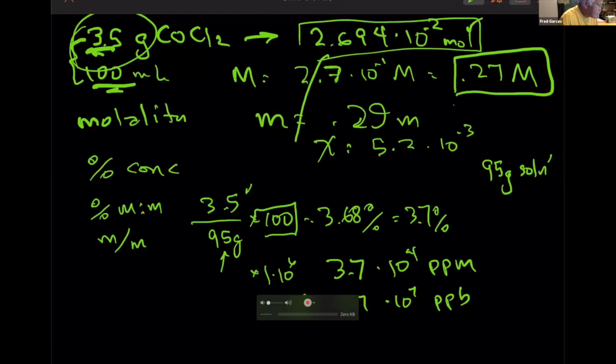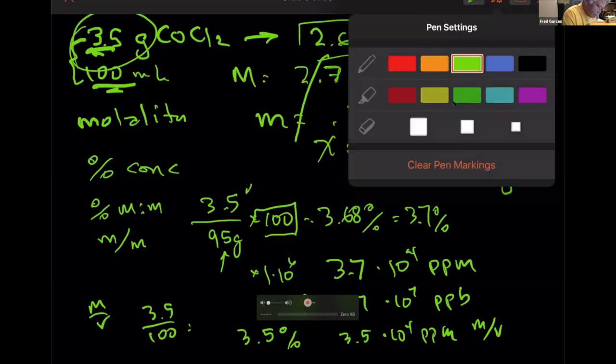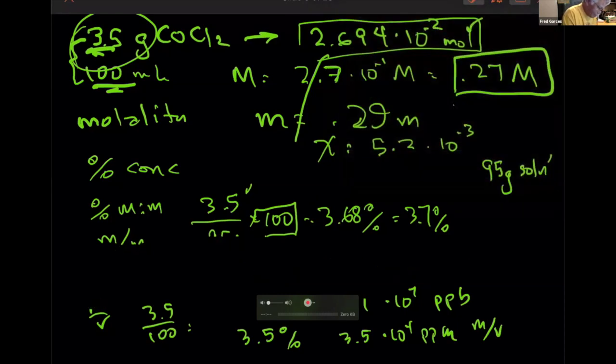It also asks us to calculate the percent M over V. That one's easy. That's just 3.5 over 100, because the volume of the solution is 100. So that's 3.5%, or 3.5 times 10 to the 4th ppm. And then you need to say M over V to express that it's a mass volume conversion. Okay, so the last one, so I'm gonna erase part of this, you guys get the idea, is normality.